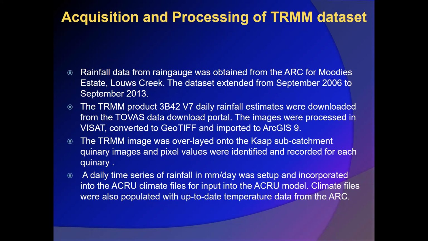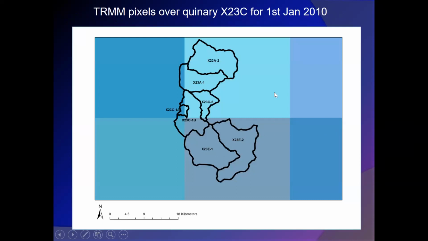So ACRU generally will take in a rainfall file that is a time series file from a rain gauge. What we did was we produced a new rainfall file based on the satellite rainfall information. We also used the climate and ET data from the ARC available data set in order to drive the model. So this is an example of the different pixels that were available across the subcatchment.